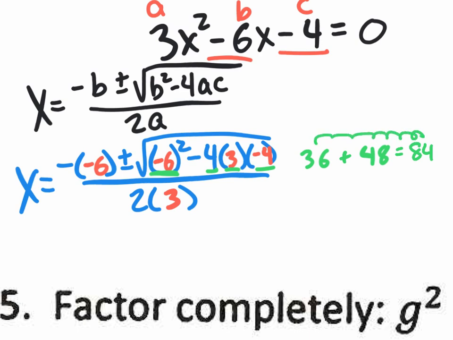Now this, you could calculate on the side, but you do want to replace the b squared minus 4ac with 84. So let me rewrite what we have inside the quadratic formula right now.